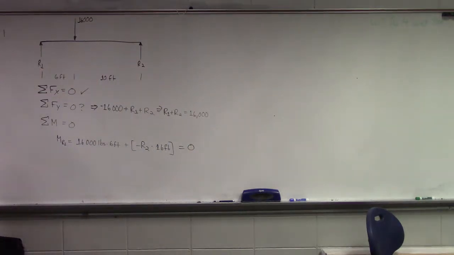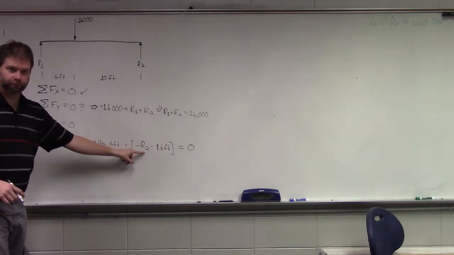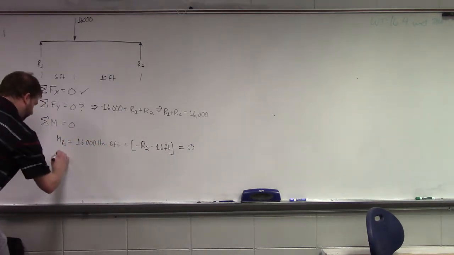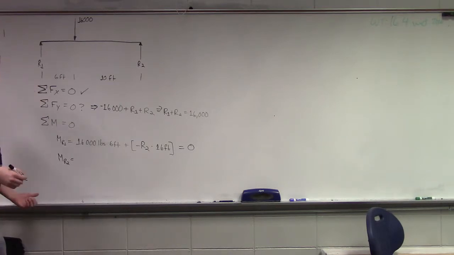So I don't know if that's where you're having confusion with it. This isn't being set up to say that we're solving for R1. That's probably why. We're solving about the point where R1 is located. Okay? You're solving for R2. Just like if you were to say the moment about R2, what would that equal?